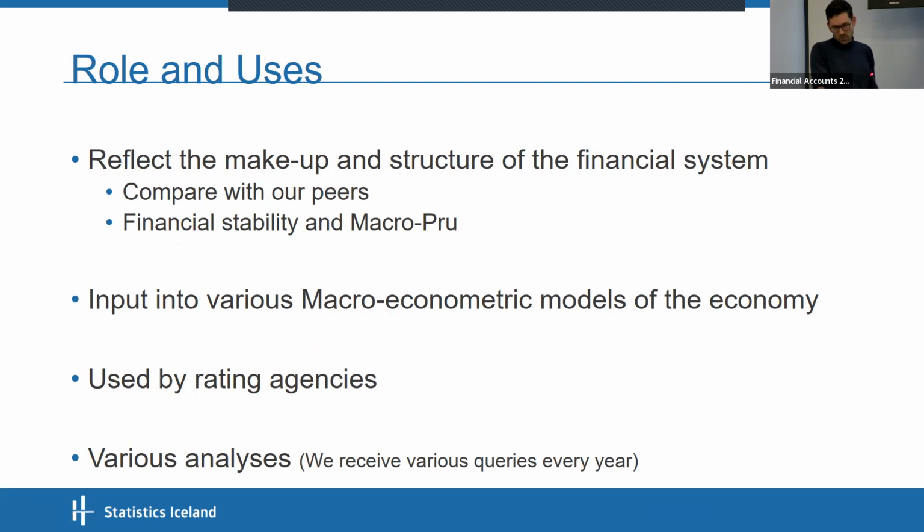But the role is there. You can see an overview of the role and uses, and this is maybe an echo of the previous presentations. Of course, it's to reflect the makeup and structure of the financial system and the economy in general, and to be able to compare with our peers. These statistics are used in financial stability reports and regarding macro-prudential policy. They're inputs into various macroeconometric models of the economy. I know the central bank has one, and they take some figures from us. We also have our own model. I've heard that these are used by the big international rating agencies to estimate or give ratings to sovereigns, and also for various analyses. We receive various queries every year.